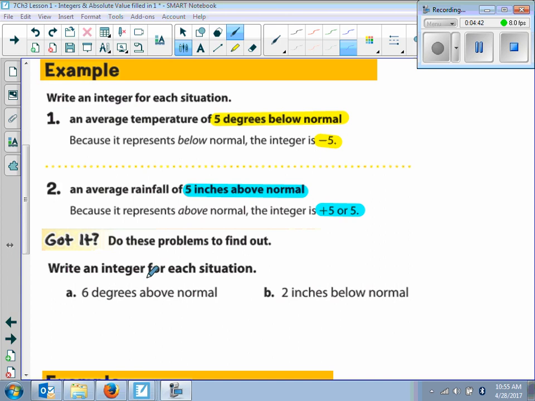So here we want to write an integer for each situation for the guided problem. Example A says 6 degrees above normal. So is that going to be a positive or a negative? Positive. That is going to be a positive. So you're going to write either a +6 or you can just write 6. Okay? For example B, it says 2 inches below normal. And of course, that's going to be a negative. So that's going to be a negative 2.